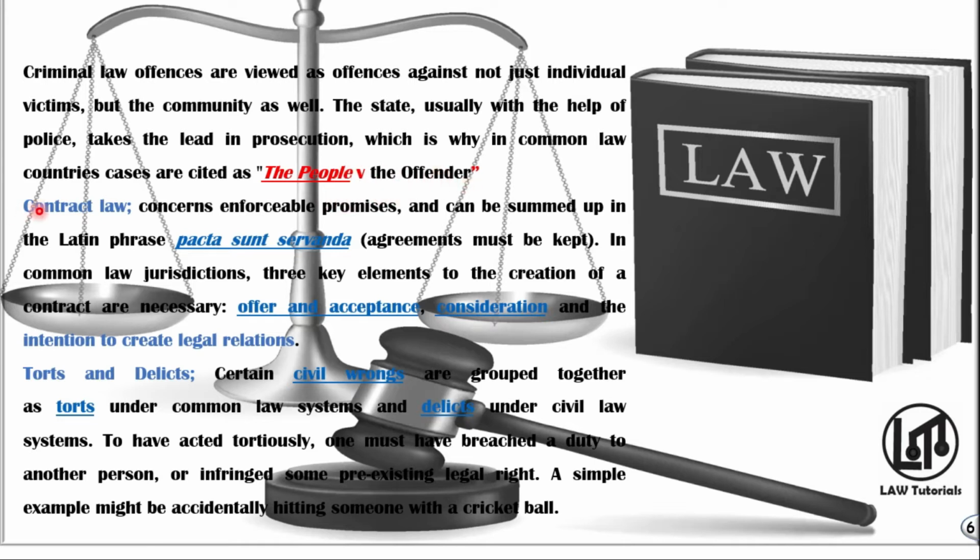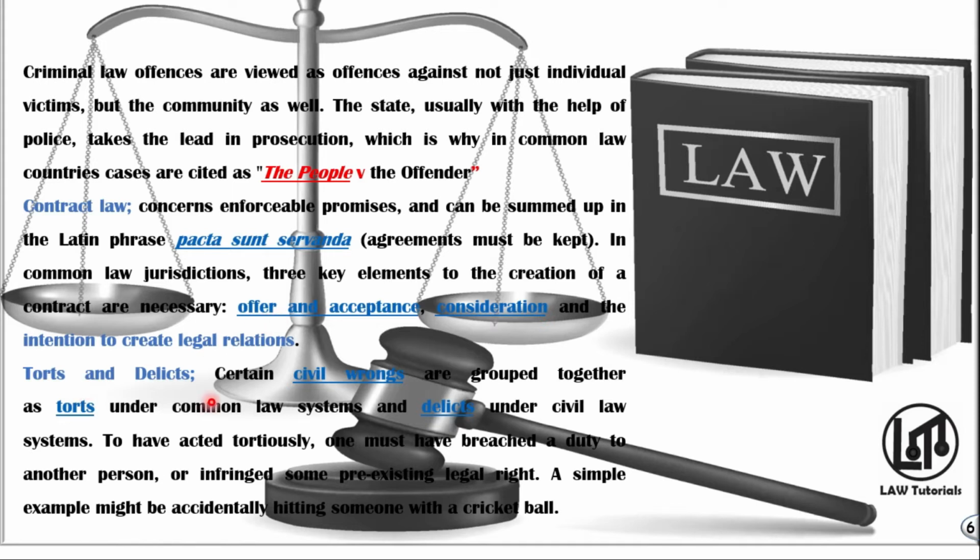Now let's look at contract law. Contract law concerns enforceable promises and can be summed up in the Latin phrase pacta sunt servanda, meaning agreements must be kept. In common law jurisdictions, three key elements to the creation of a contract are necessary: offer and acceptance, consideration, and the intention to create legal relations. Now, we should note here that there are other characteristics of a contract. These are just the most important and necessary characteristics of a contract.